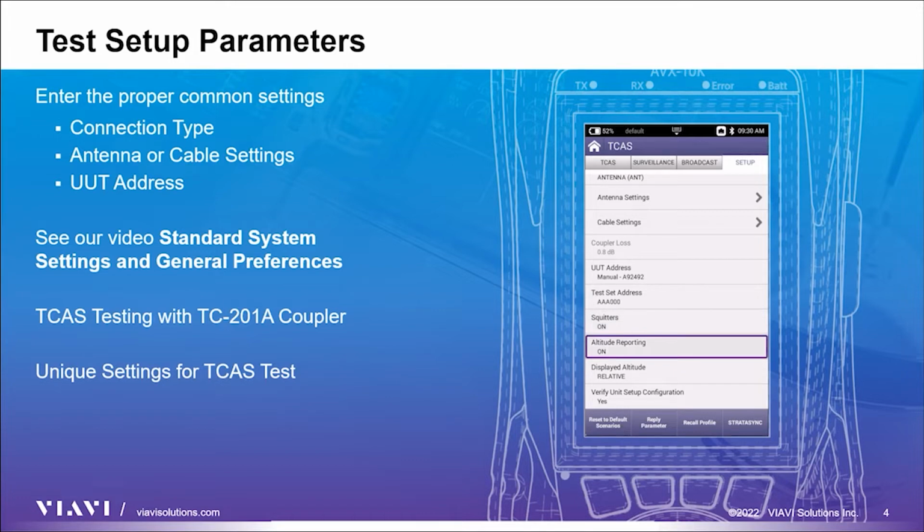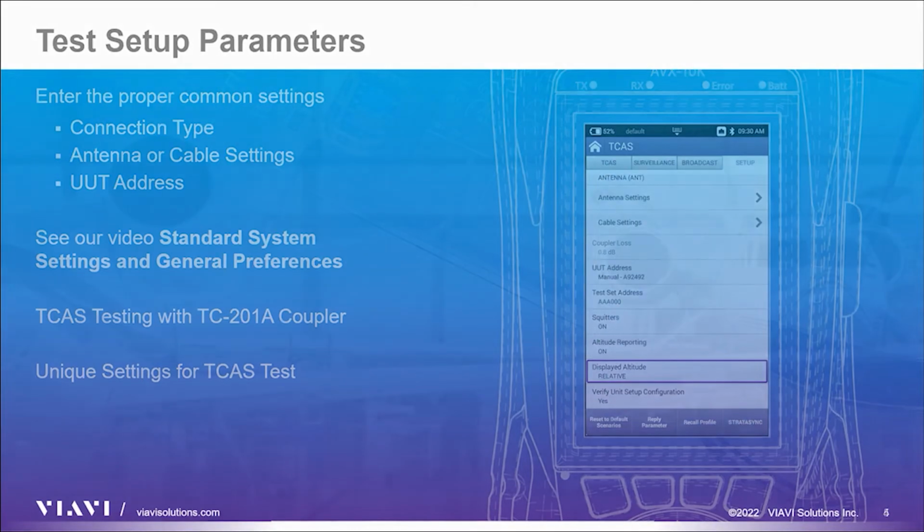Altitude reporting can be set to on or off. This setting determines whether the information supplied by the test set includes altitude data. For successful target generation, this must be left in the on condition. Displayed altitude can be set to absolute or relative and determines how the values of altitude are displayed during testing. When set to absolute, the altitude values will be referenced from the ground. And when set to relative, the values will be the altitude difference of the UUT altitude and the intruder altitude.